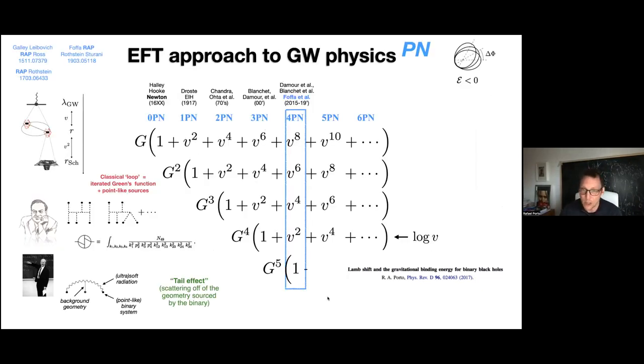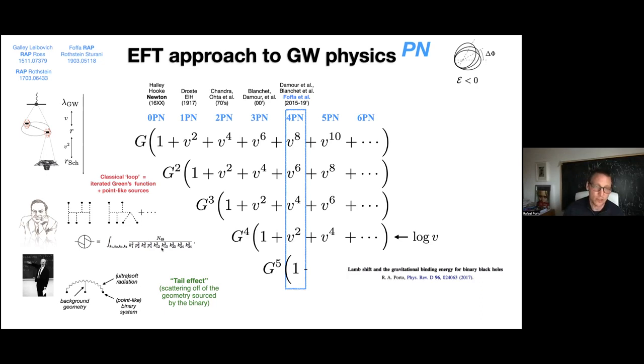And the calculation at 4 PM is now well established, that we understand what the tail contributions are. And for sure, all these potential contributions were also known, and people computed them in different ways. As I was saying, for example, these integrals are loop integrals that can be computed.